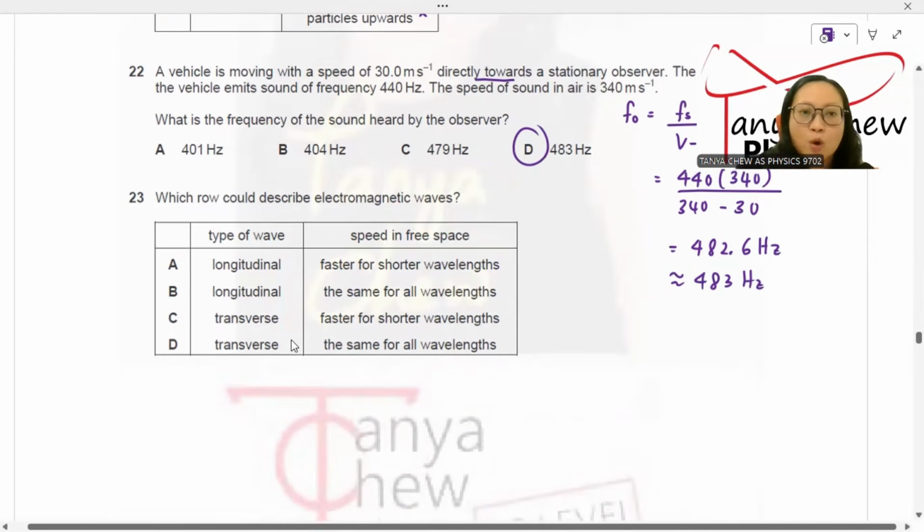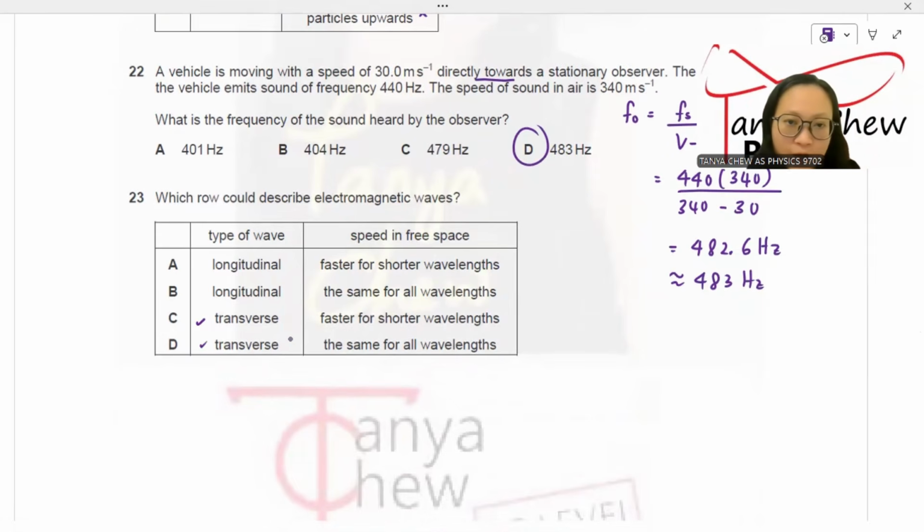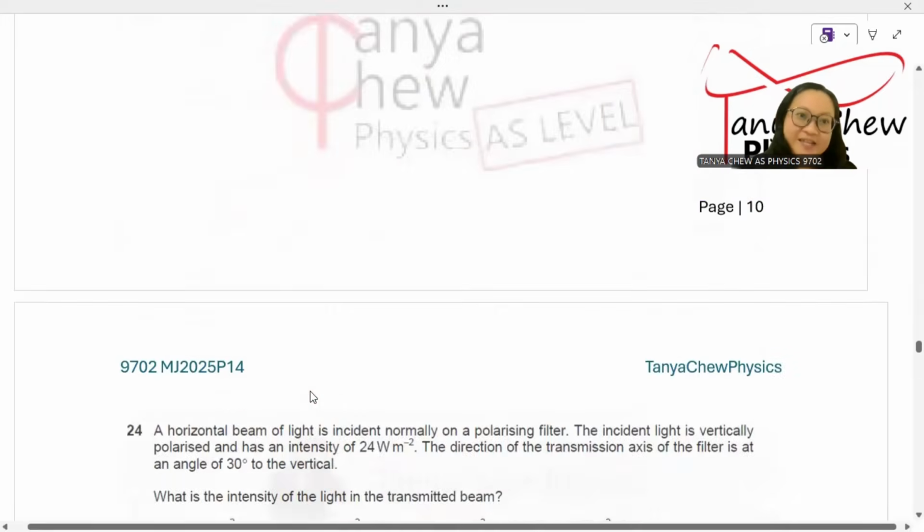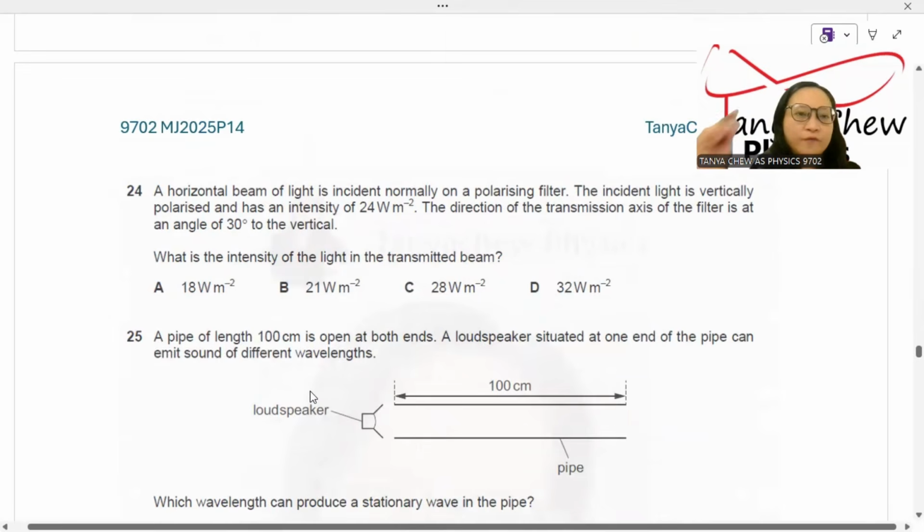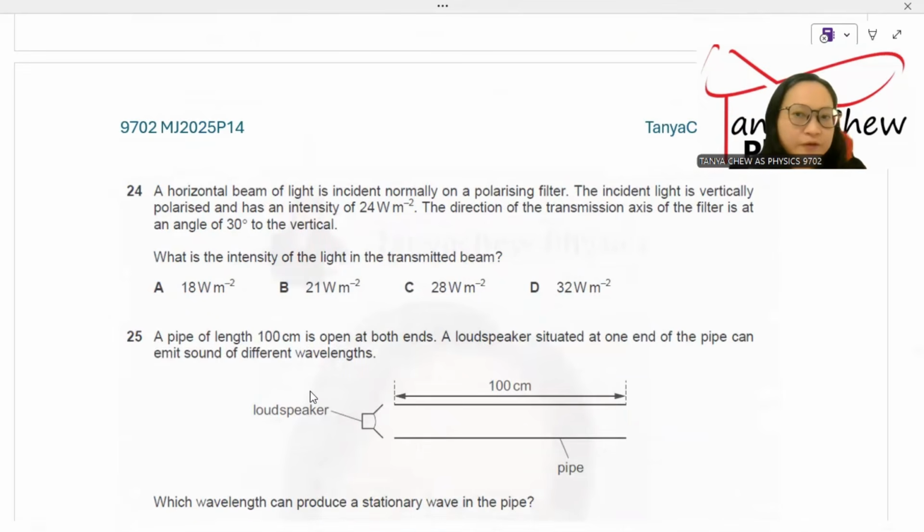Number 23, which role could describe the electromagnetic wave? Electromagnetic waves are transverse waves, and they travel in free space, which means in vacuum. So the speed in vacuum is the same for all the wavelengths. D is the answer.